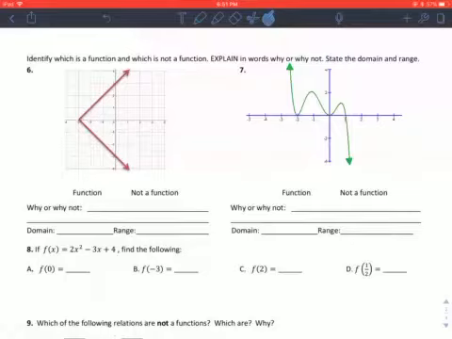Okay, so now let's take a look at page number 2. Number 6 says identify which is a function and which is not a function. Explain in words why or why not. State the domain and range also.